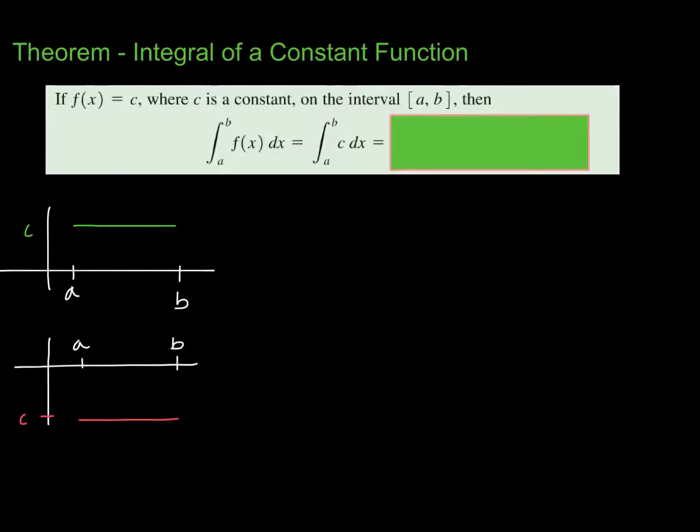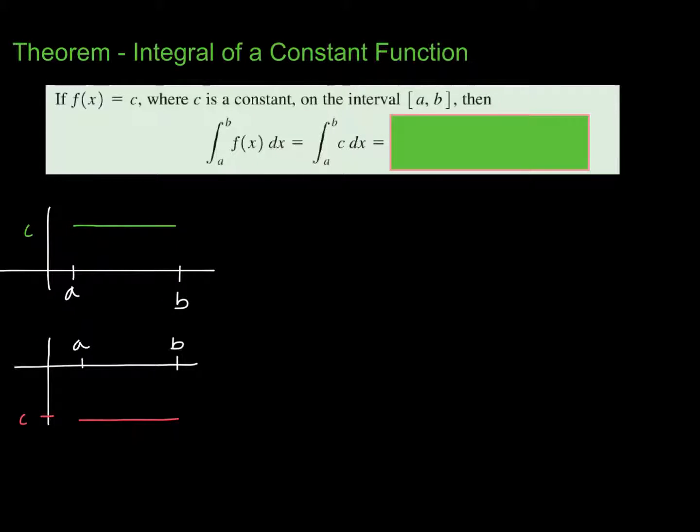All right, so let's go ahead and write down the theorem that we just discussed about the integral of constant functions. So if f of x is a constant function on the closed interval from a to b, then the integral from a to b of f of x dx is simply the integral from a to b of c times dx. And we can interpret the definite integral of a function in terms of area, right? The area that's above and the area that's below the x-axis. So I've drawn the two possible options that we have here.